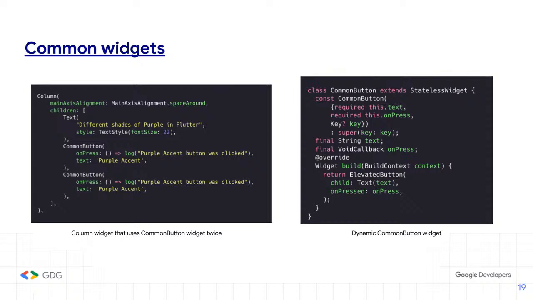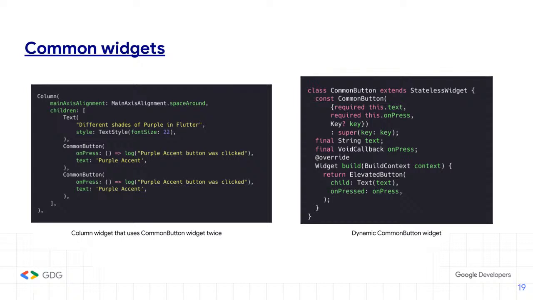So I noticed that two buttons which were of the same decoration and everything appeared in multiple places. So here in this column it appeared in two places. So instead of having to write the entire widget twice, what I did was I made the elevated button into a common widget. So I called it common button.